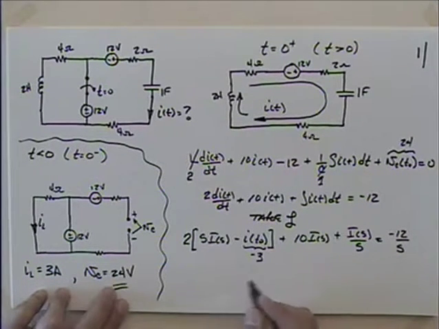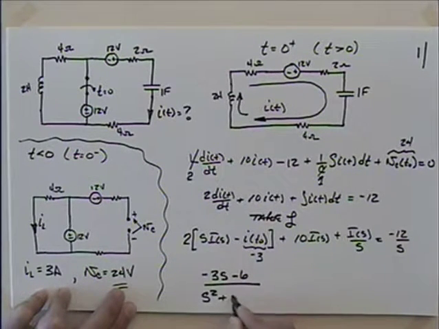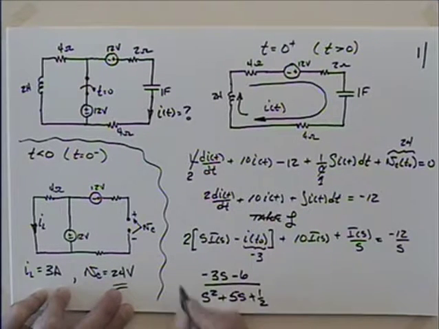And when you get done with this, I'll just skip to the end step here. I had this in more detail in the last lecture, but you'll have -3s minus 6 divided by s squared plus 5s plus a half. And that's what I in the s domain looks like.